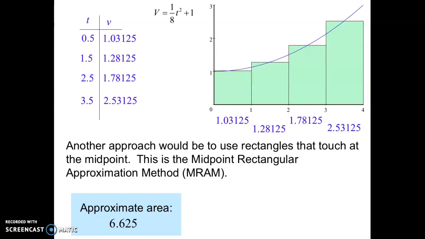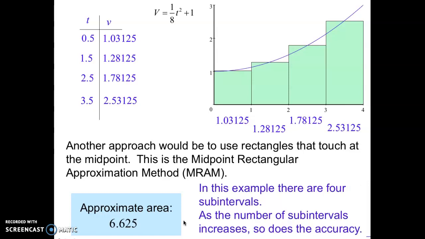This is Mrs. Johnson. We're in section 5.1 talking about area underneath the curve and how we use area to approximate the accumulated change of the antiderivative. We talked about the LRAM, the RRAM, and the MRAM here. This was the MRAM, which is the midpoint rectangular approximation method. The approximate area we got was 6.625. In this example, there were only 4 subintervals.